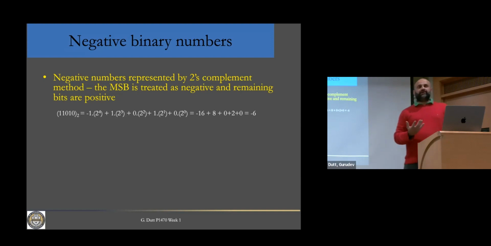Now, of course, we know that numbers don't just end with positive numbers. We also want to represent negative numbers. How do we do that in binary?